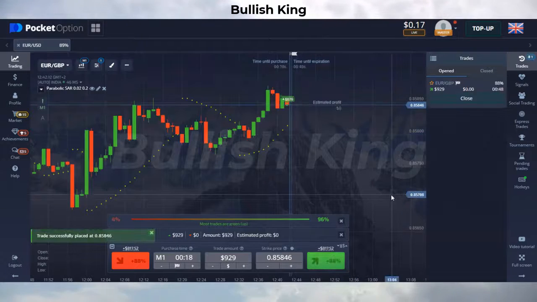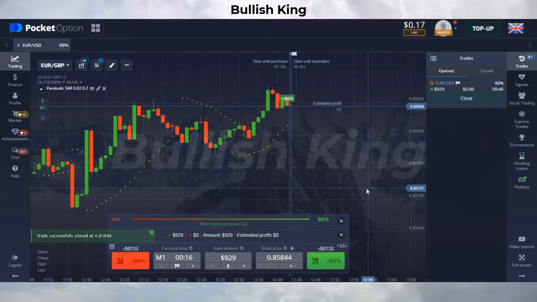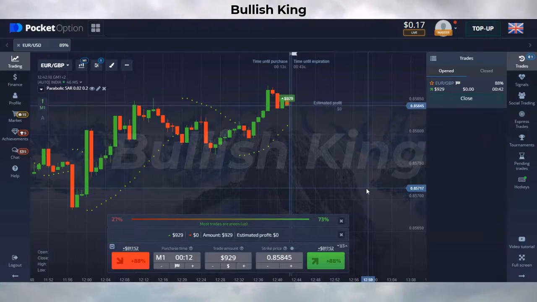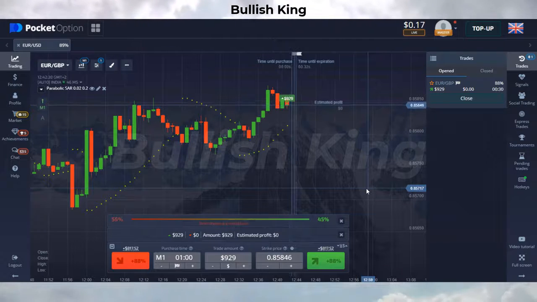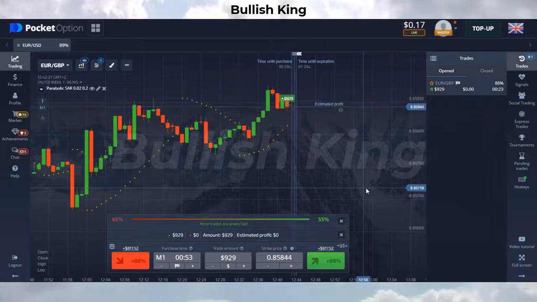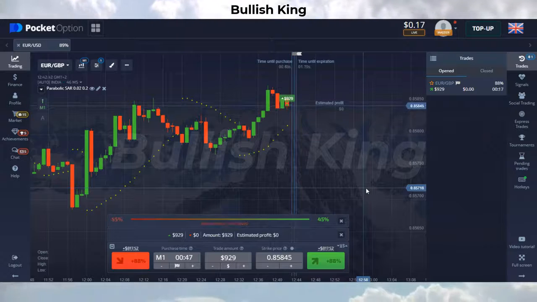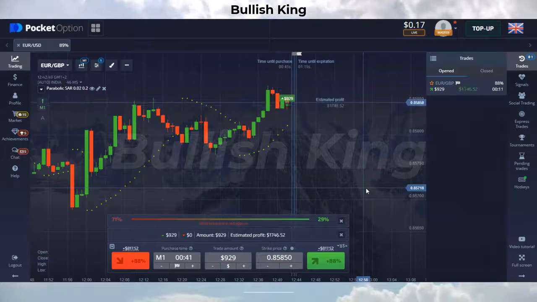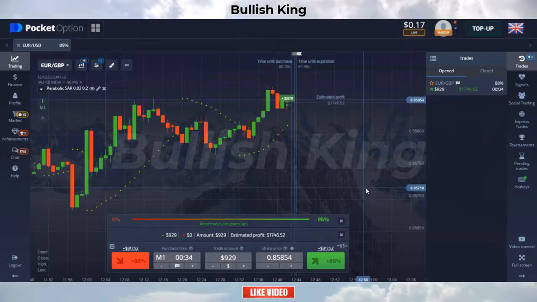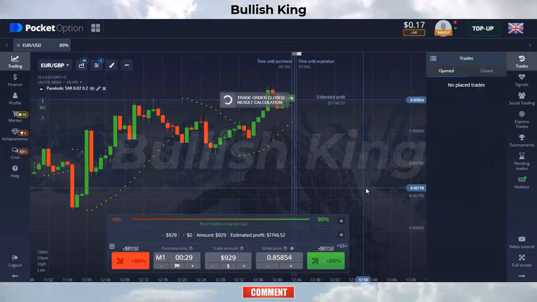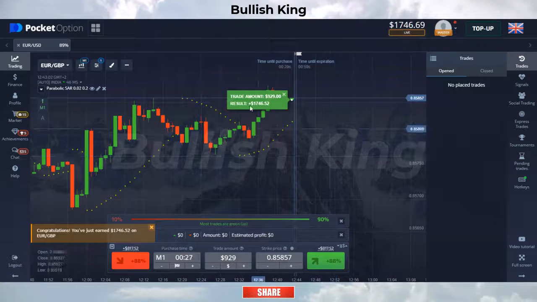We open EUR/GBP asset. At this point, you will see that trader sentiment is above 50% up and the Parabolic SAR indicator shows uptrend too. So here we place a buy trade. We won this trade.